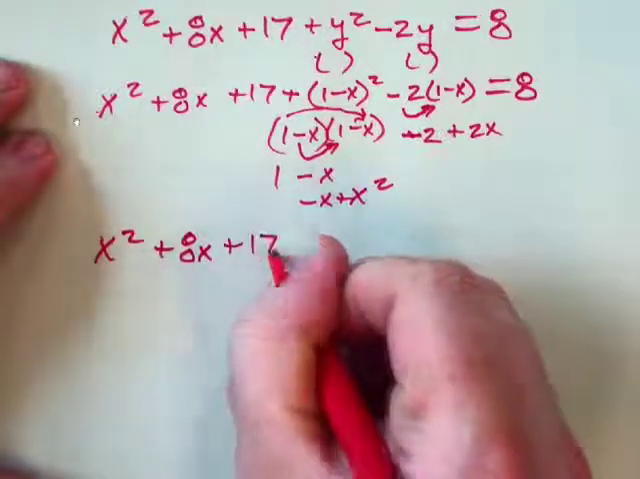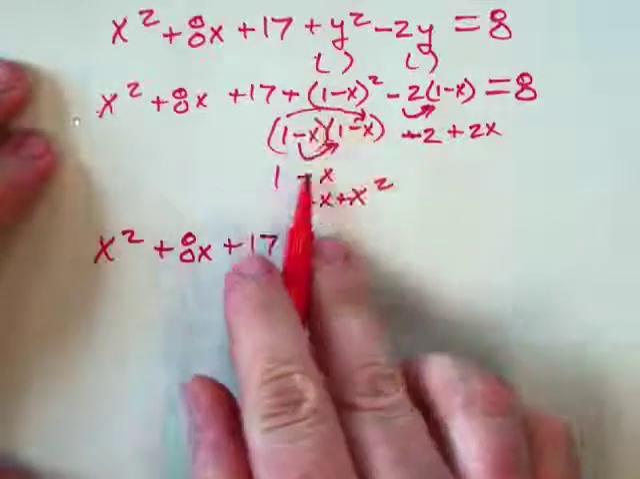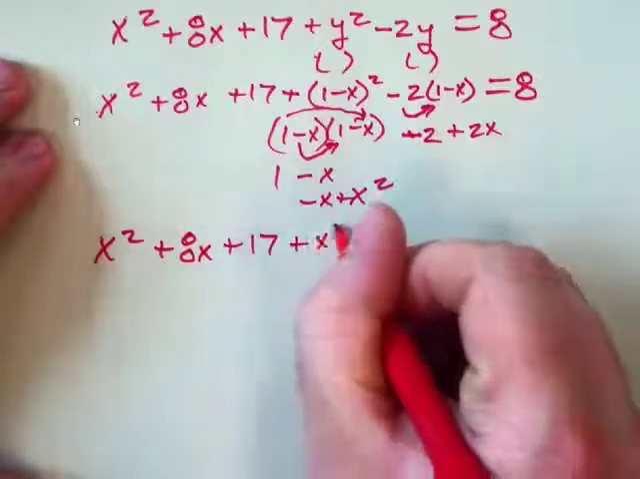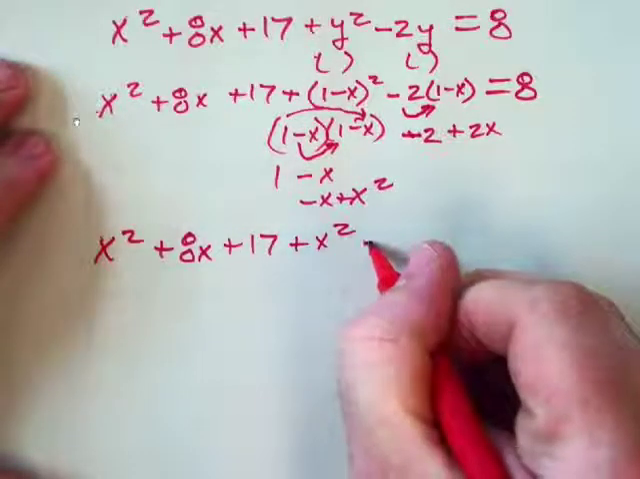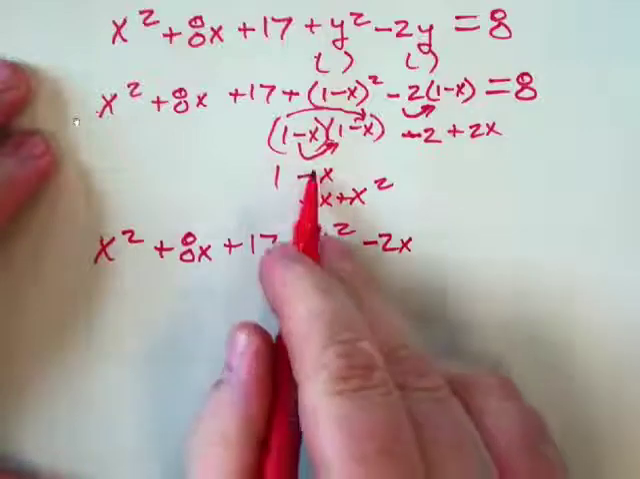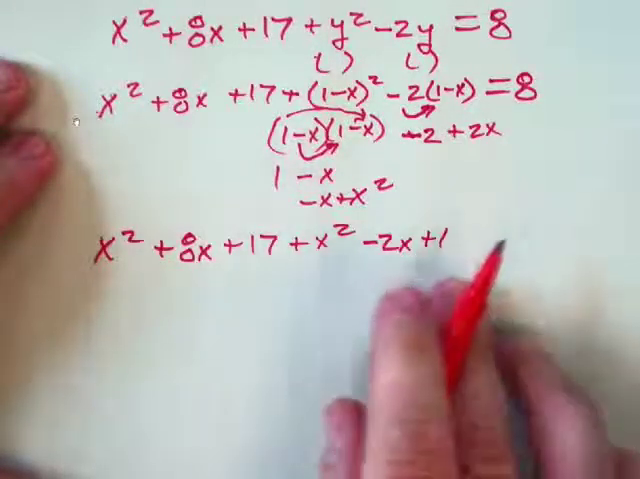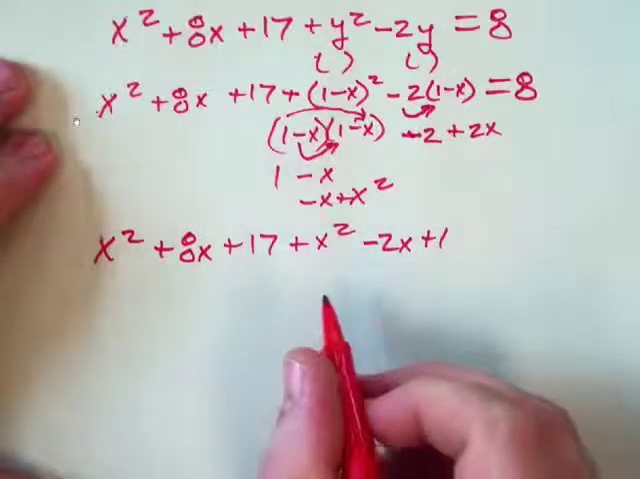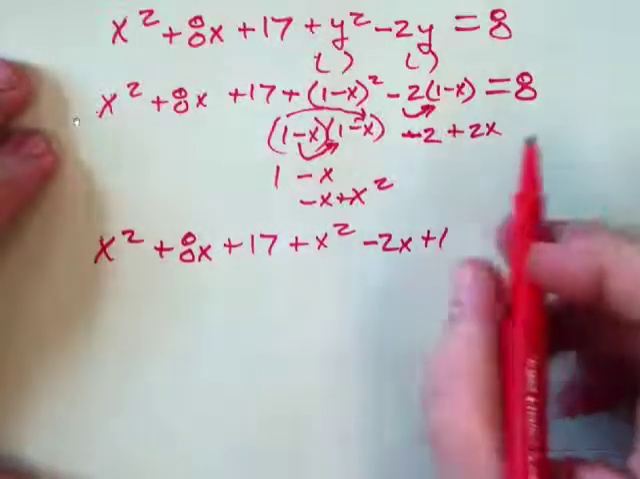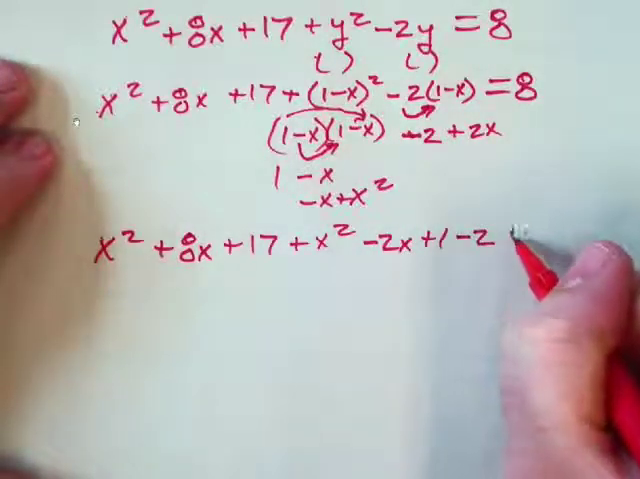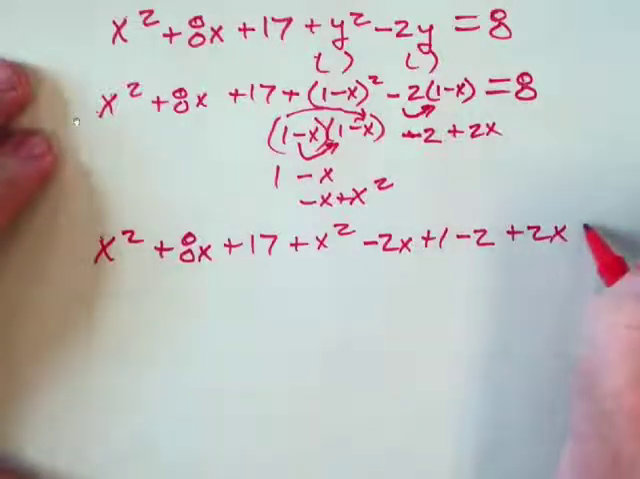So plus 17. I did something with this. I FOILed it out and I got plus x squared right there, minus 2x, those two x's, and plus 1. And now you can do it the other way around, plus, you could easily rewrite it with the 1 up front. Okay, now we've got minus 2 plus 2x equals 8.